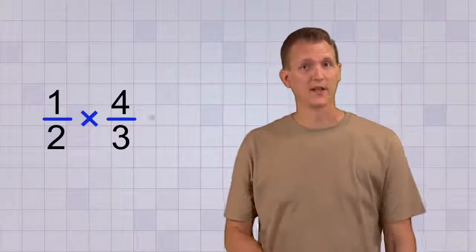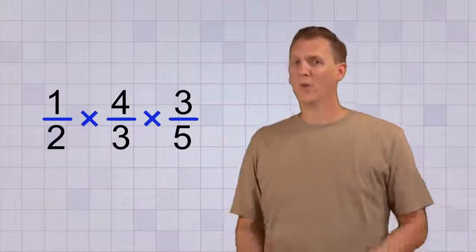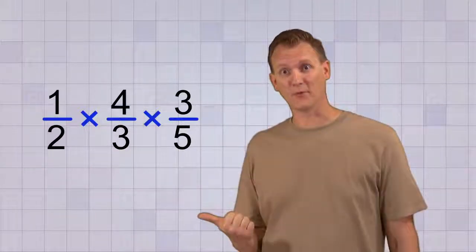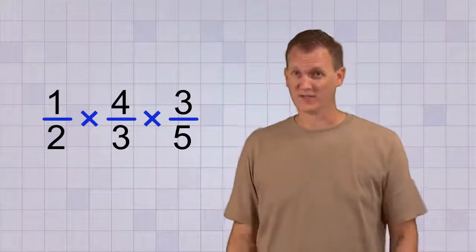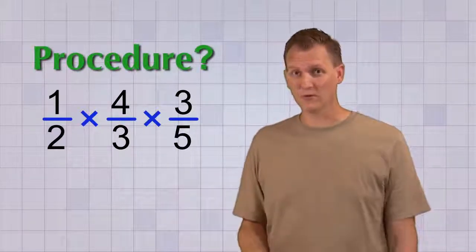All right, let's see one last example. Here it is. 1/2 times 4 over 3 times 3 over 5. Wait a minute, this has 3 fractions multiplied together, and the middle one looks like an improper fraction because its top number is bigger than its bottom number. Does our procedure work for this problem too?